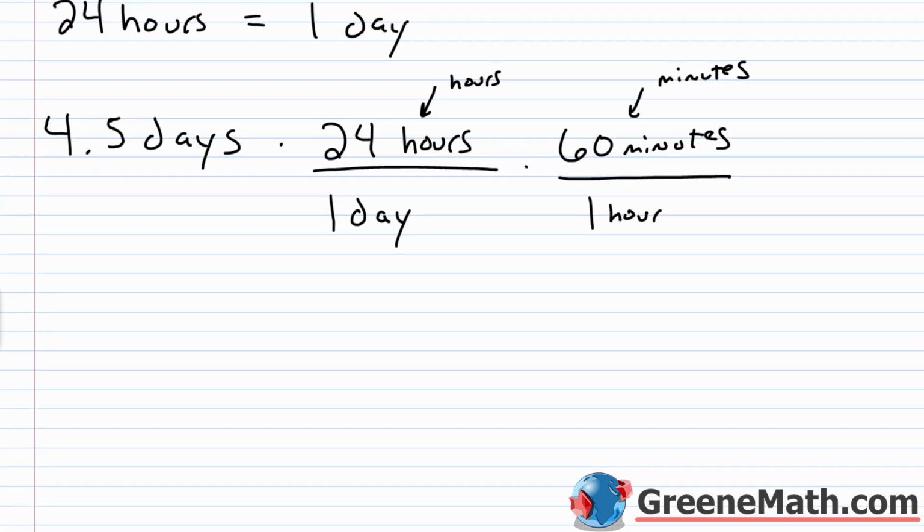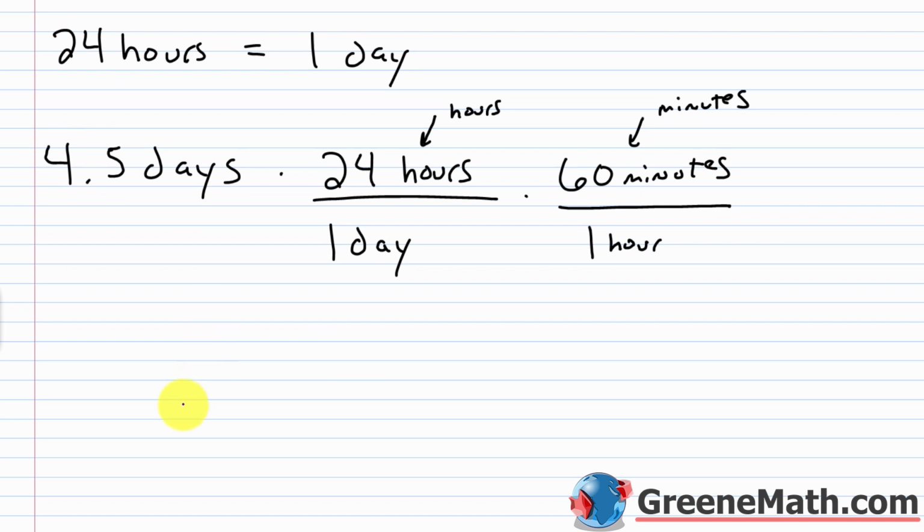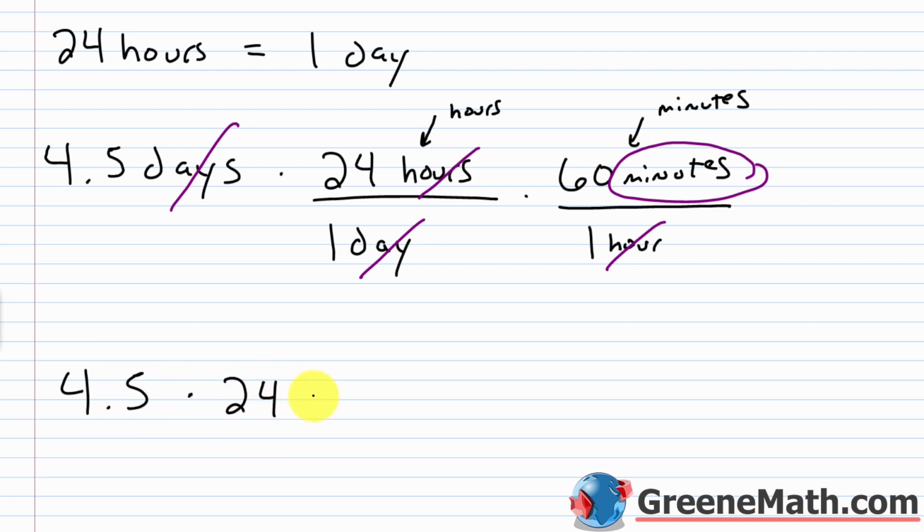Let's scroll down here. And you can see everything's going to cancel except for minutes. This will cancel with this. This will cancel with this. And this is what I'm left with for my units. And basically I just have 4.5 times 24 times 60. Right? It's just a multiplication problem at this point. So let's go down to a scratch sheet.